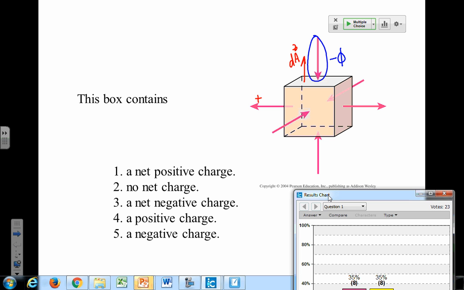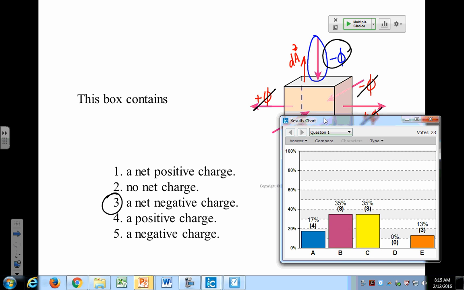This one has a positive flux. This one has a negative flux. This one, what does this one right here have? That one has a negative flux, positive flux, negative flux. So some of these will cancel out, like this one cancels with this one cancels with this one, and I'm left with a net negative flux. And because I have a negative flux, that means I have to have a net negative charge. So C is the right answer here.